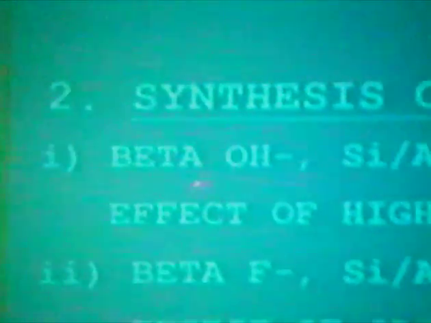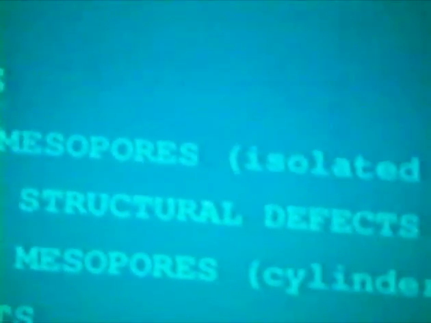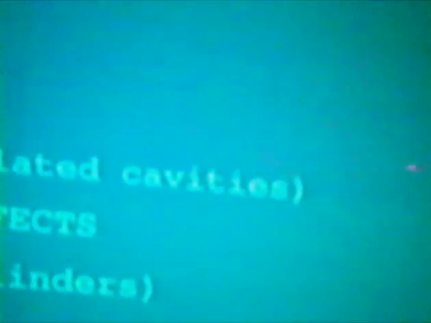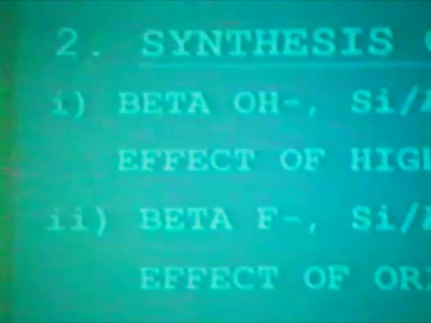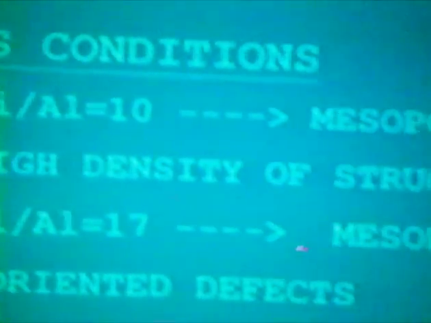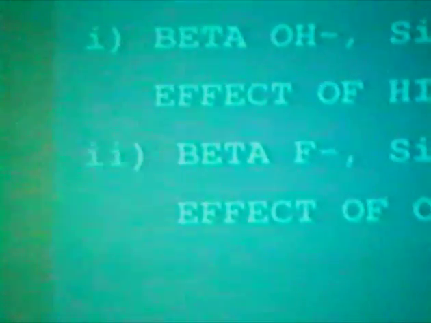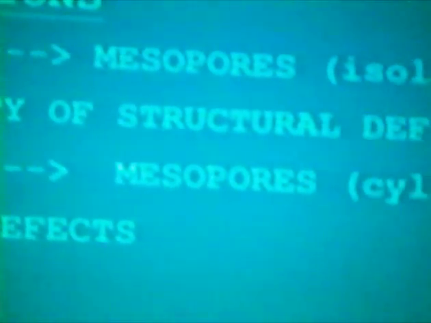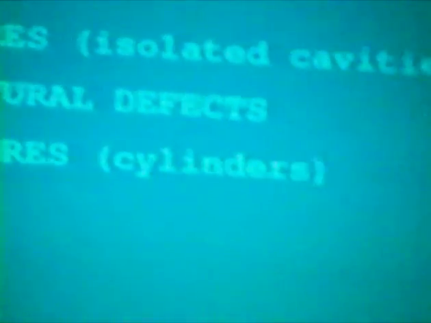The second one also has a great influence, since it can control the type of mesopores present, in this case in beta zeolite. In this case you obtain isolated cavities, and in this case cylinders. And this result could be very interesting concerning catalysis, because if you have a direct connection of mesopores with the outer surface of the crystal, you will have a better diffusion of the molecules contained in the feed inside the zeolite crystals. So the synthesis condition could affect the type and the density of structural defects.